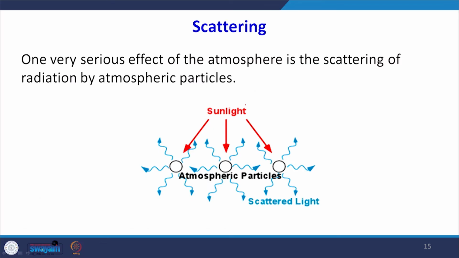Now the third process, a very important process, is scattering. So this is a very serious effect in the atmosphere. Scattering of the radiation by the atmospheric particles. So these are the particles in the atmosphere, and this is the sunlight. When it is travelling and striking those particles, the scattering will take place in all directions, in multiple directions.